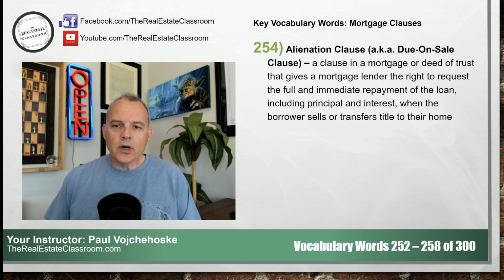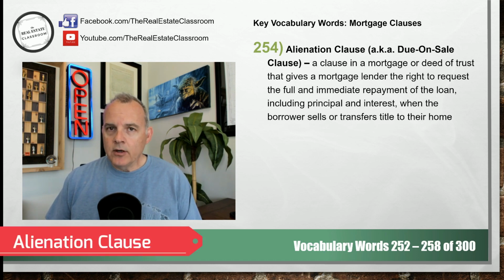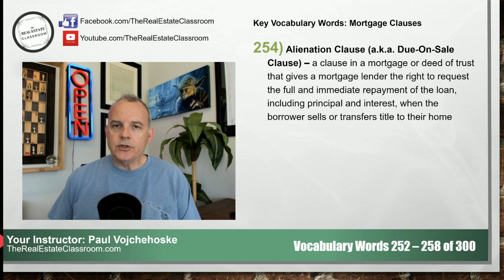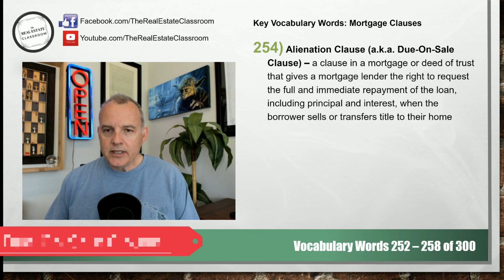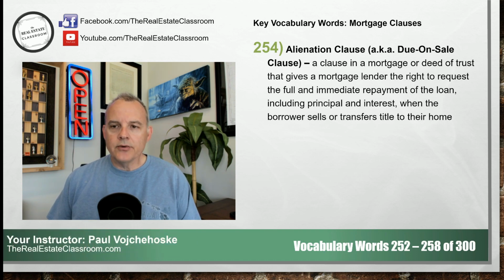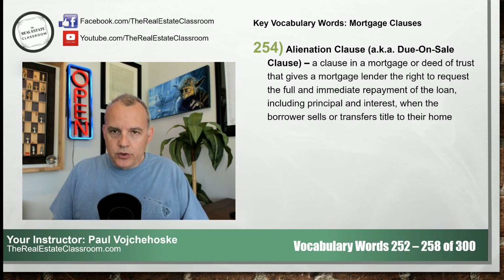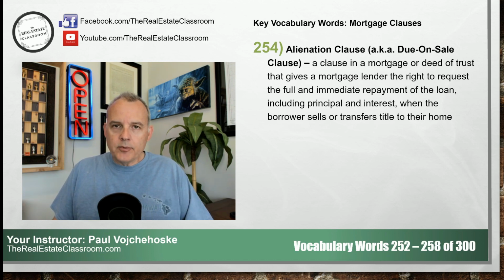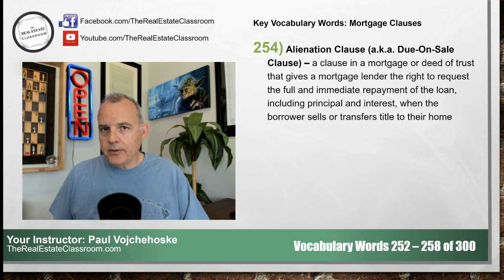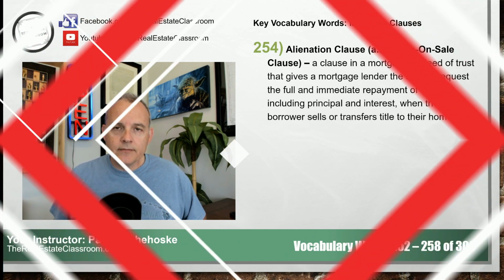Number 254, alienation clause. One thing you have to know is alienation clause is sometimes referred to on the test as a due on sale clause. We do find this clause in a mortgage and deed of trust, and basically it gives the lender the right to declare the entire loan balance due and payable immediately, should the borrower sell the property or transfer title. It's just a mechanism to protect the lender so the borrower doesn't sell the property, keep all the proceeds, and then never pay the loan off.